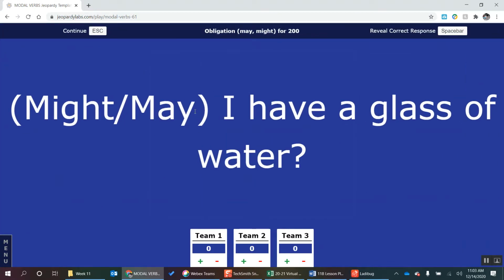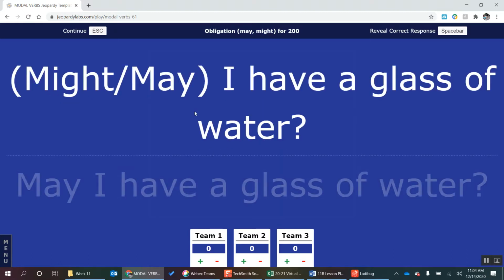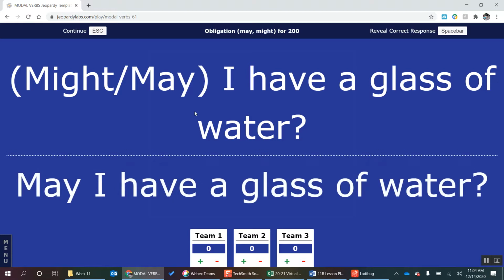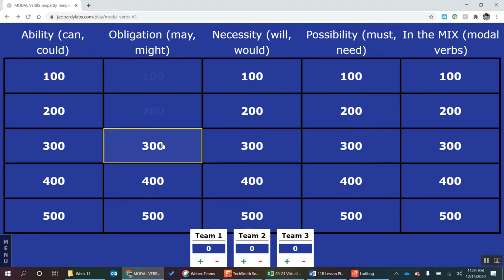Okay, blank, I have a glass of water. What do you think? This one is a request. So if you look at your pink sheet, which one is the request, may or might? It's going to be may, because it's a formal request. So this is something you would ask at a fancy restaurant or maybe at a hotel or something, all right? May I have a glass of water?